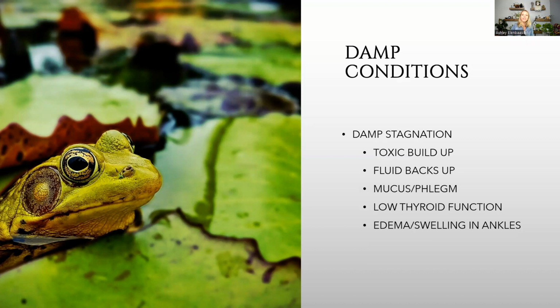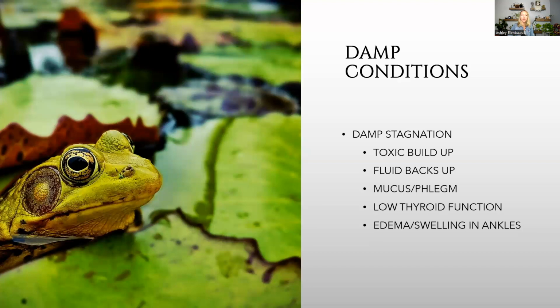But what we often see for damp constriction or damp stagnation is mucus. This can be mucus in the throat, like having to clear your throat a lot. This can be mucus in the sinuses, so constantly having to blow your nose, or just having a feeling of tightness and mucus in the sinus cavity. This can also be mucus in the digestive system, and sometimes mucus in the bowels. So these are all signs of damp.